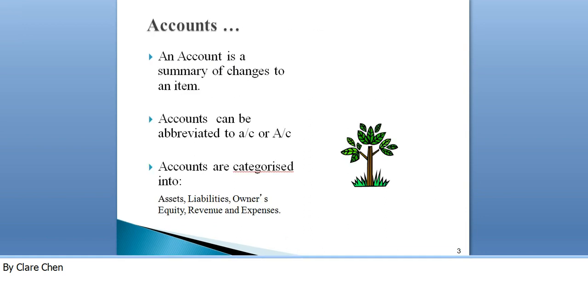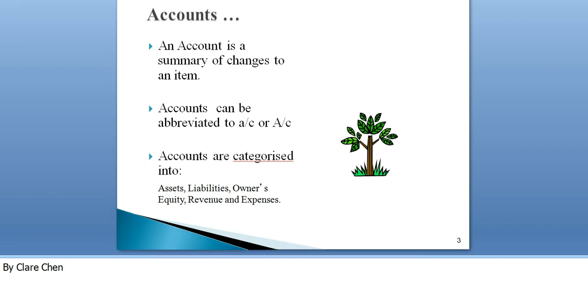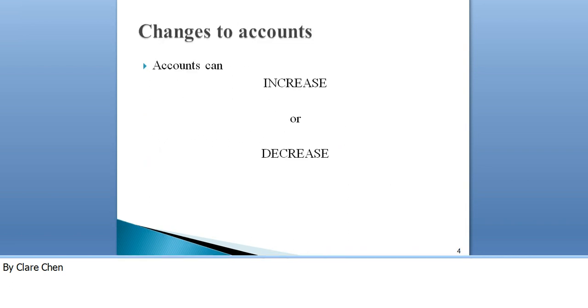An account is a summary of changes to an item. So sometimes in the textbook, you might find it abbreviated as A/C. That's acceptable. Accounts are categorized into either assets, liabilities, owner's equity, revenue, or expense. An account can either increase or decrease depending on the financial activity.